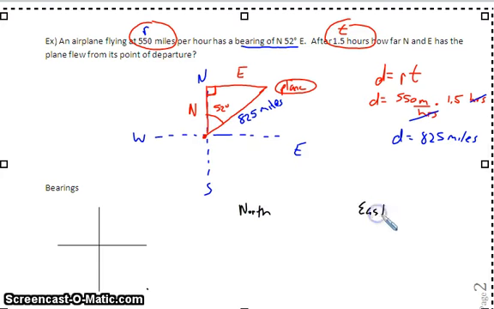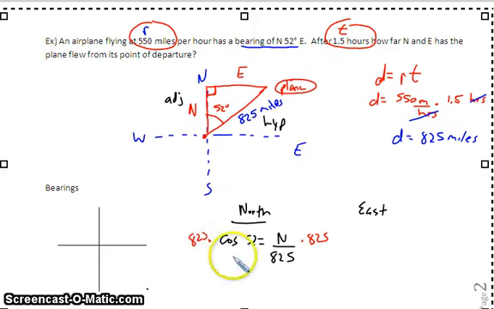So since I have a right triangle, we can use SOHCAHTOA. Let's start with the north. If I want to try to find this side, according to this 52 degree angle, that's the adjacent side, and the only side that I know is the hypotenuse. So I'm going to have to use cosine. So the cosine of my angle is equal to adjacent side n over hypotenuse 825. Get rid of that 825 by multiplying. We end up having the north side, the distance that we have gone north, would be about 508 miles.